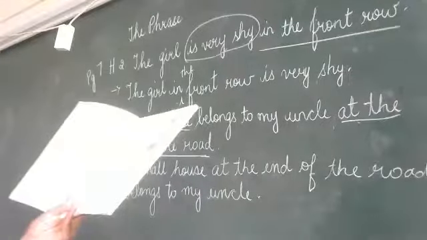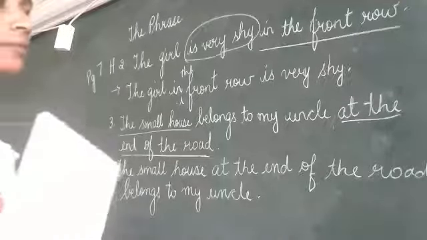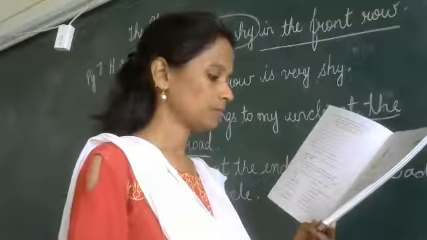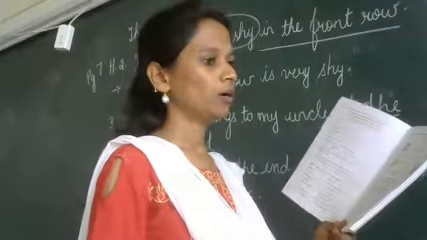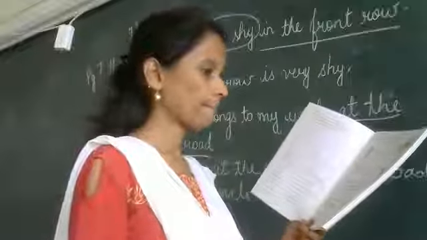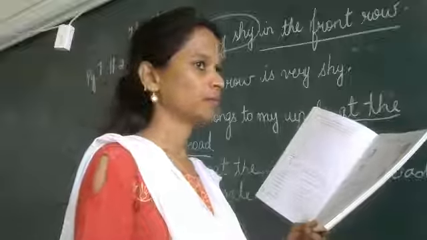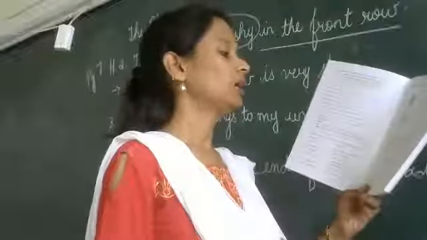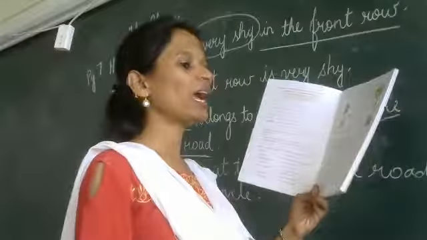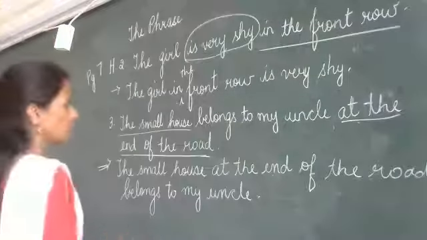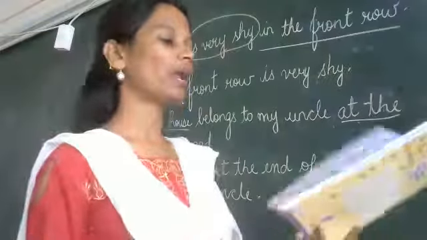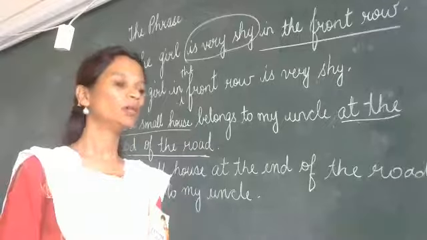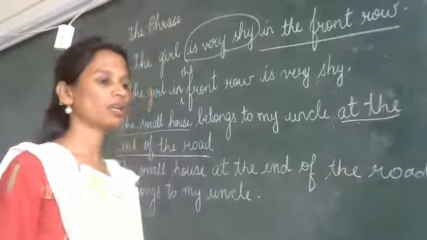Who will read the fourth sentence? The bag is red and white pocket. Give me the correct answer. The bag with red and white pockets is mine. Yes, very good. The bag with red and white pockets is mine.